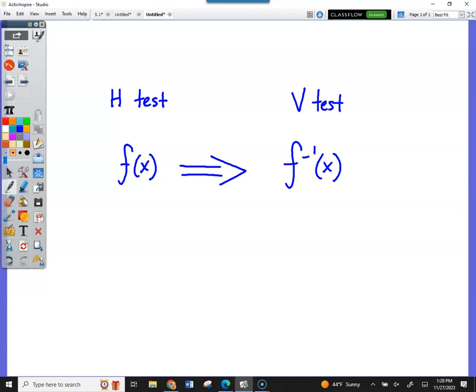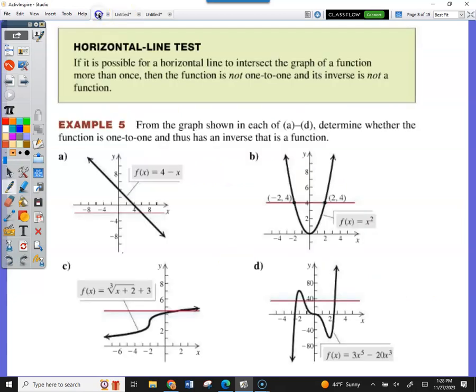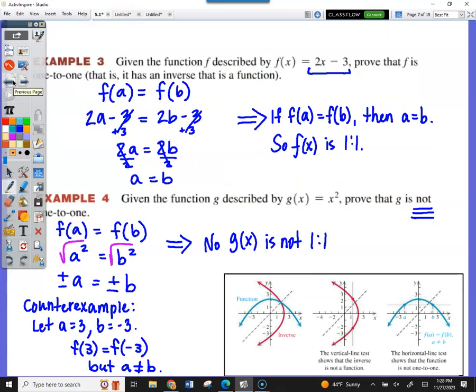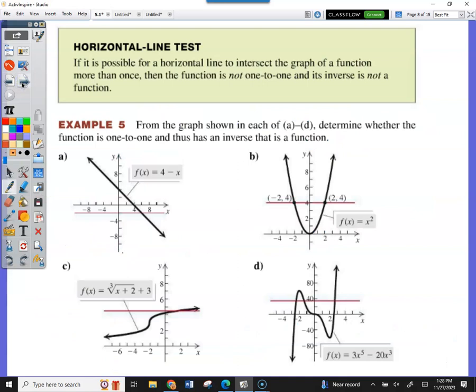It's a mouthful to understand, but if I'm running the horizontal line test on the original function, I'm answering a question about its inverse passing the vertical line test, which would mean it is a function. This is the faster way to check without having to do this. This is the algebraic way to check it. Or if they don't actually tell you what the function is, this is the faster way to check it.